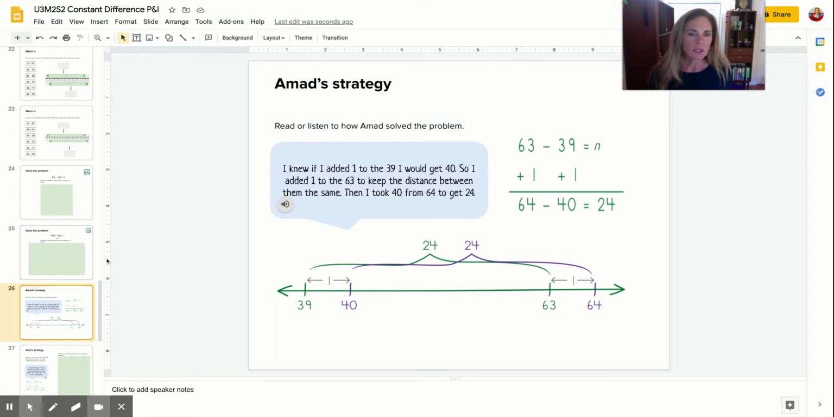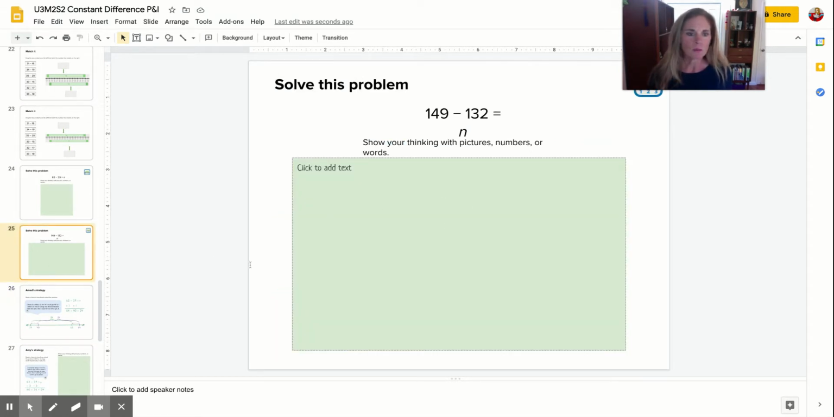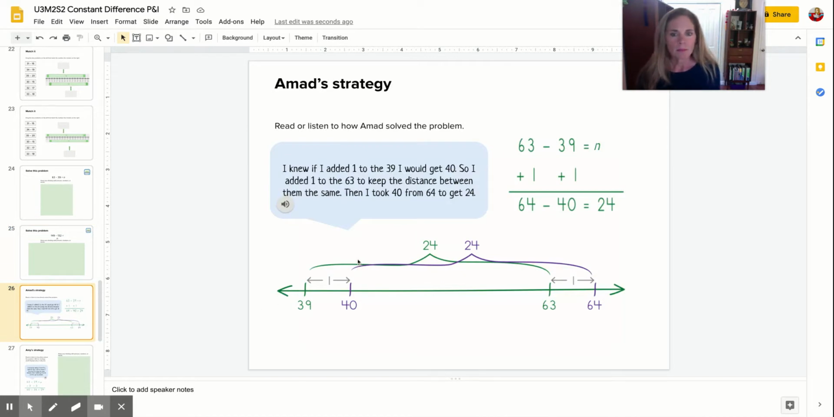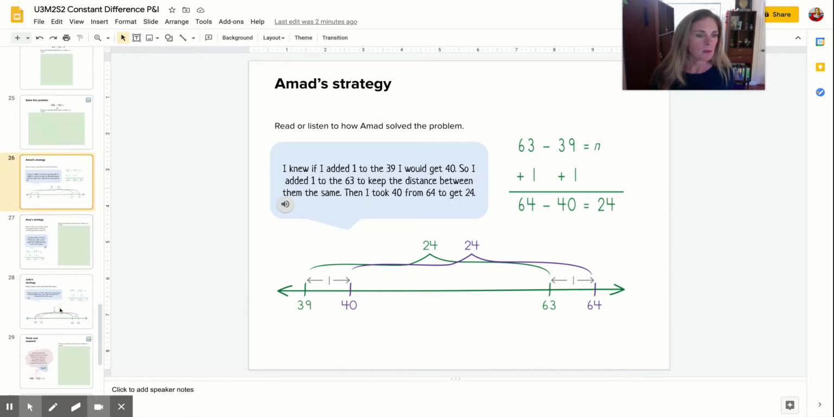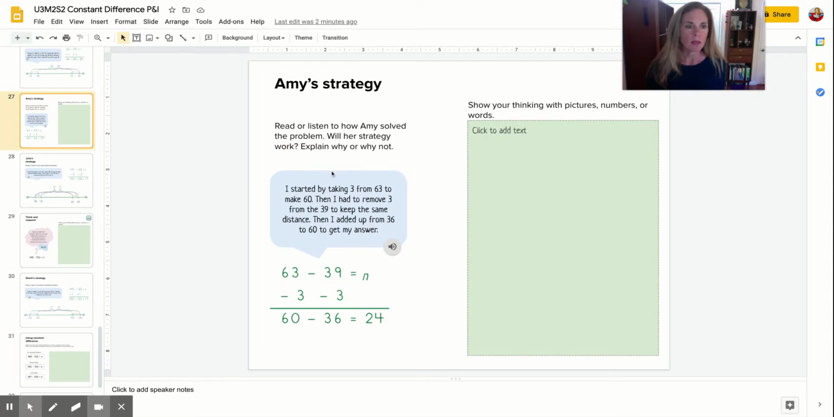We're looking, so each time there's a green box, you're filling it in. Let's see, so here is where you really start to see the difference. If your problem is 63 minus 39, you can add 1 to each of those numbers, and you end up with 64 minus 40, which is a lot easier to solve than 63 minus 39. So it's a similar concept to one that we talked about in our addition unit.